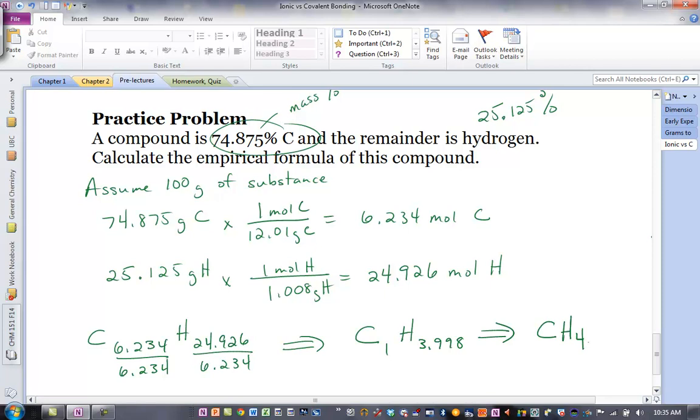CH4. Kind of got back to methane, didn't we? Well, that may or may not be methane. The molecular formula might be some multiple of that. And we will talk about how you go from an empirical formula to a molecular formula in class.